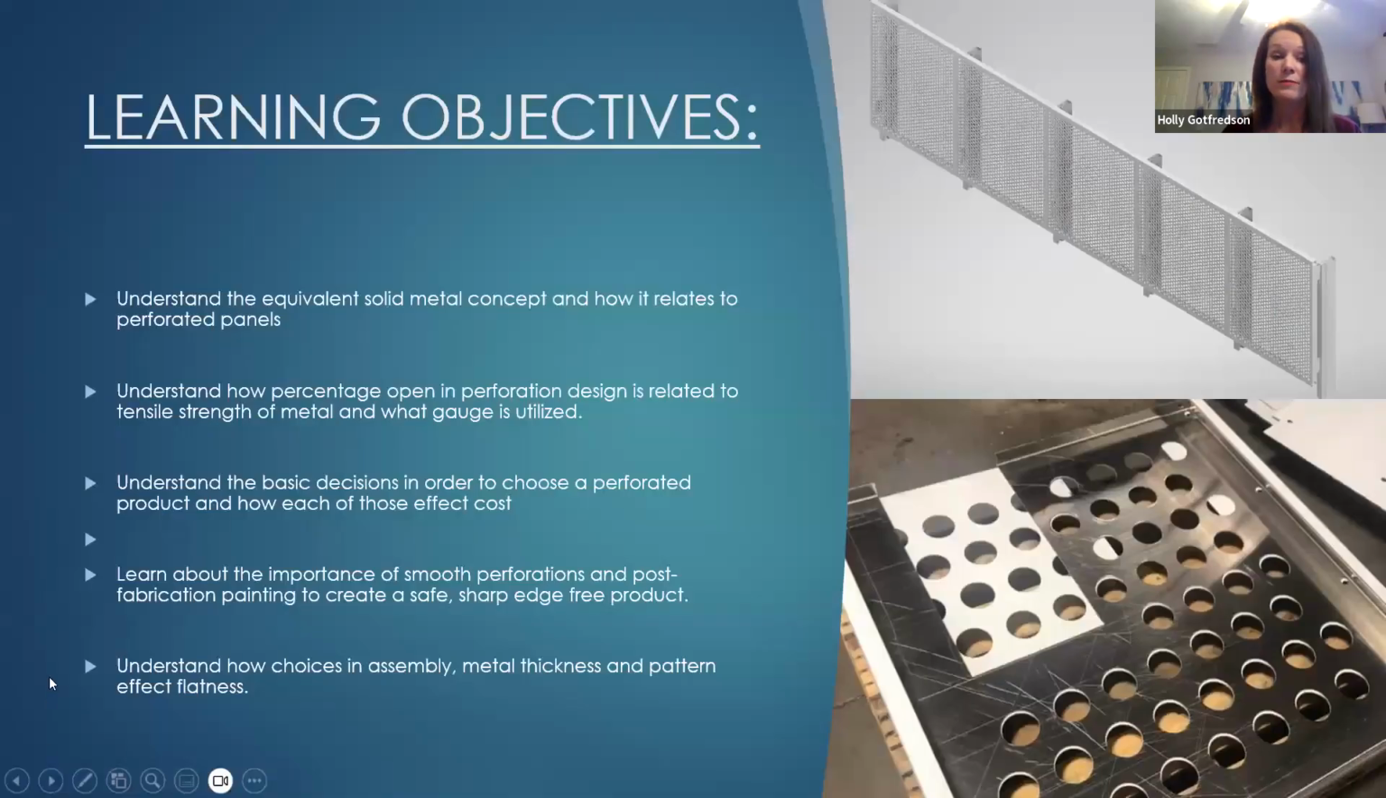We have a couple of learning objectives that we want to achieve today. We want to talk about the difference between coil coat and post-fabrication finished products. We want to understand the basic decisions, how to choose a perforated product, and how each of those will affect cost. Looking at the different pattern options that may be out there, and also want to understand how those pattern options affect flatness, metal thickness, and also how we're going to assemble that and attach it to the building.